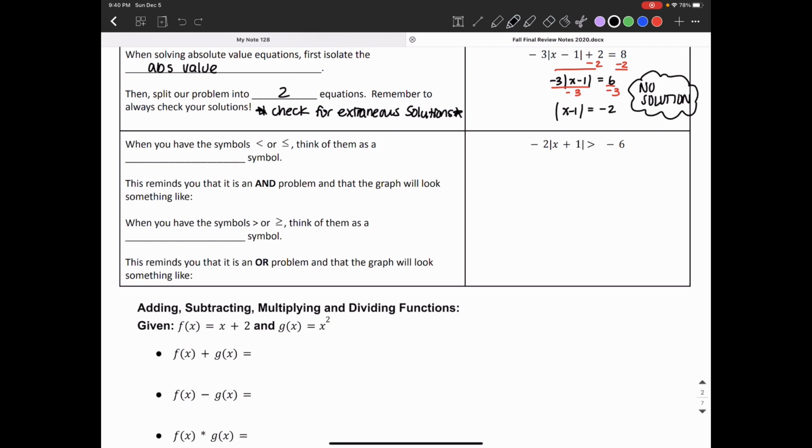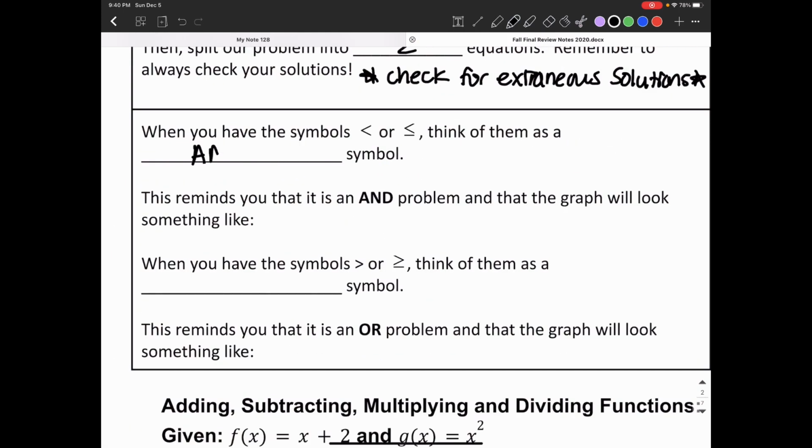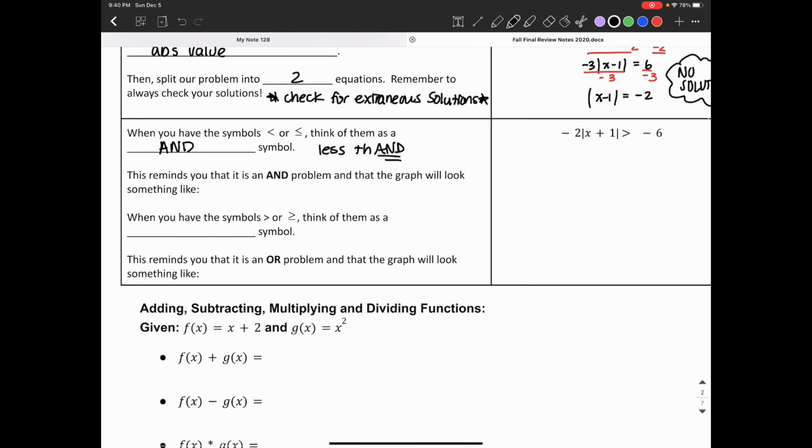Next, we're going to talk about absolute value inequalities and how to solve those. First, when you have the symbols less than or equal to, you think of them as an and symbol. So you think less than. This reminds you that it is an and problem and that the graph will look something like this. You have 2 points and then you have shaded in between those 2 points.